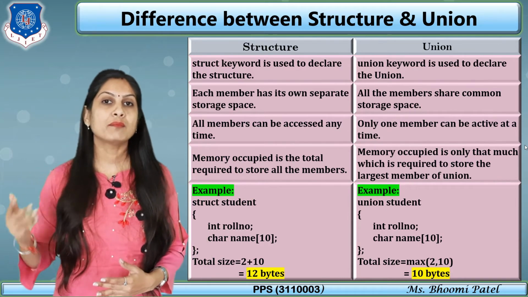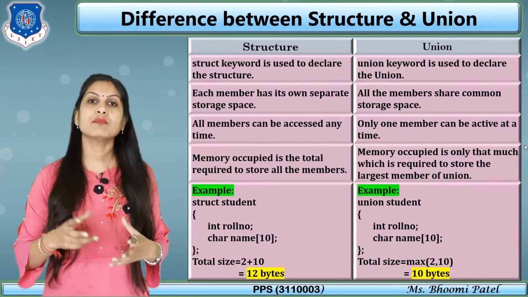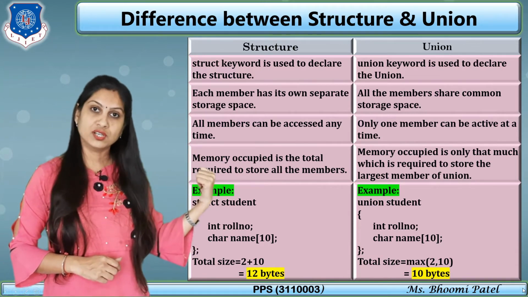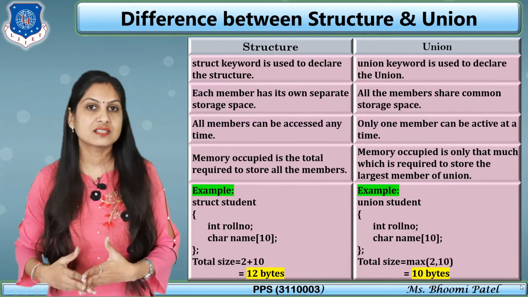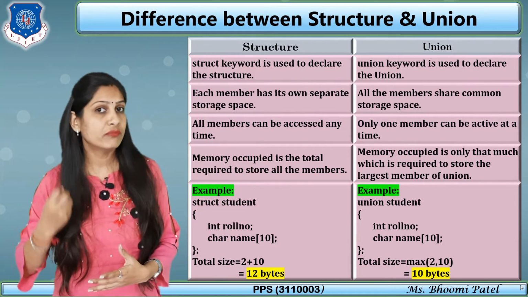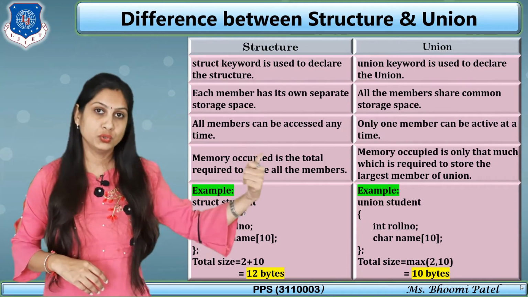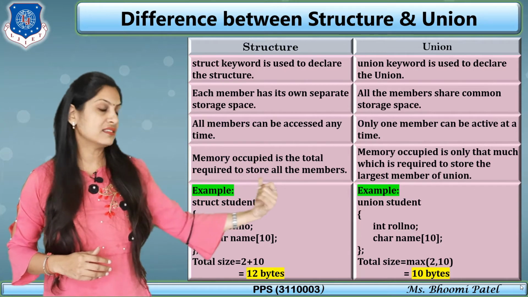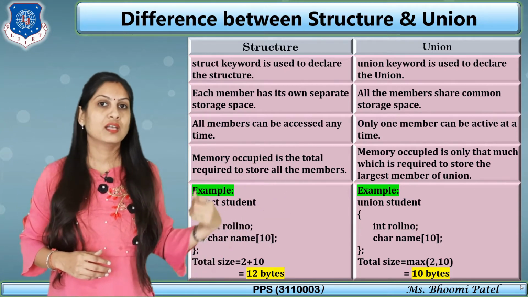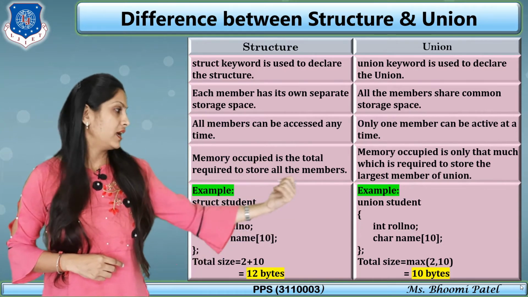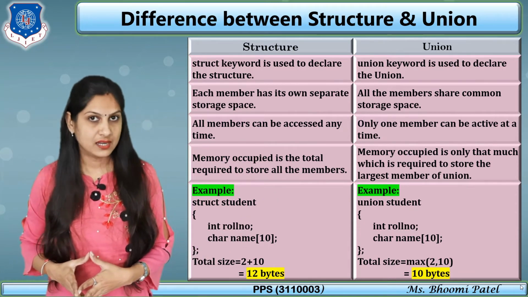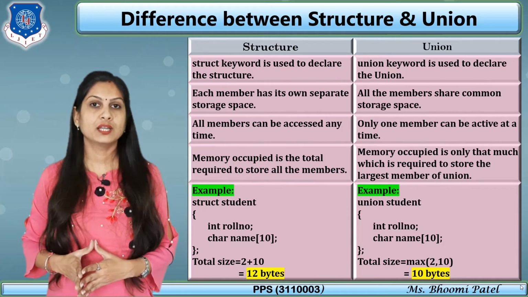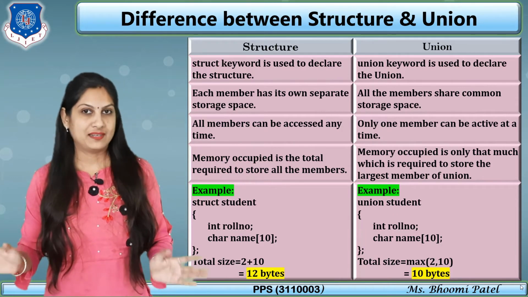When your requirement is that you have to access each and every member anytime, then you apply the concept of structure. But when your requirement is that you have to access only one member at a time, then you can use union, and union is more memory efficient. Here you can see the last difference. The memory size is 12 here and in a union it is 10. So we can say that union is more memory efficient. Clear? Now move to our practical session.